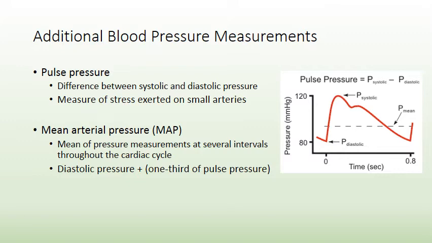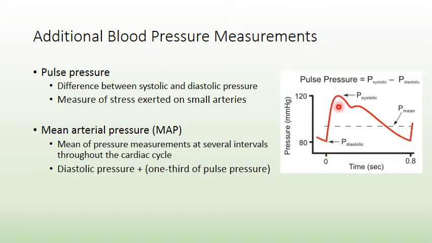If we want to think about what's going on downstream in our smaller arteries when the heart is contracting, or how much stress is on those small arteries during that time, we can look at our pulse pressure. The other thing we can look at is the mean arterial pressure, which is the mean pressure you would get by taking measurements at several intervals during one cardiac cycle. This is one cardiac cycle, and we see a big peak, then a dip off, and then a nice gradual slope to our diastolic pressure.